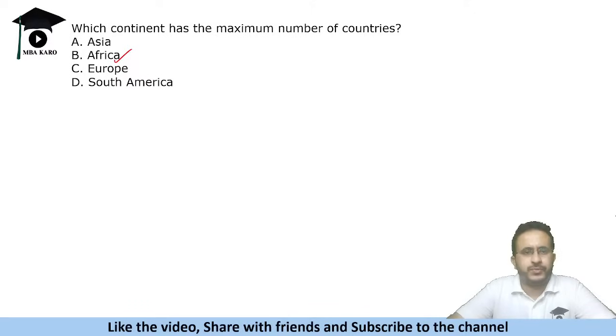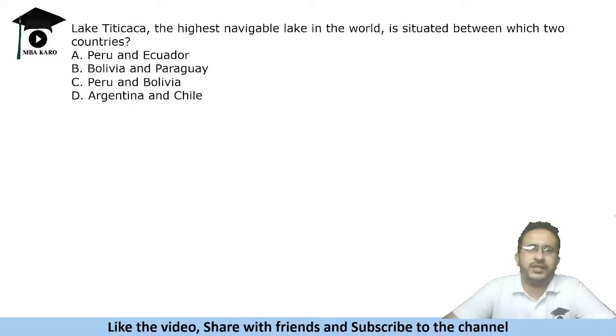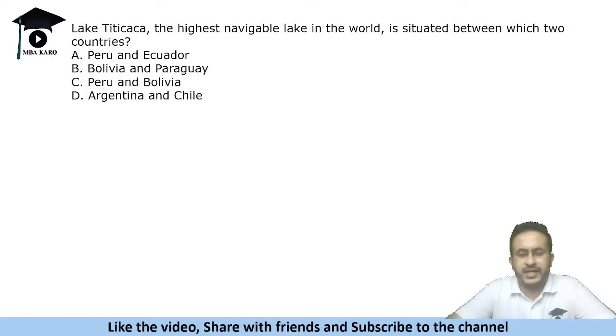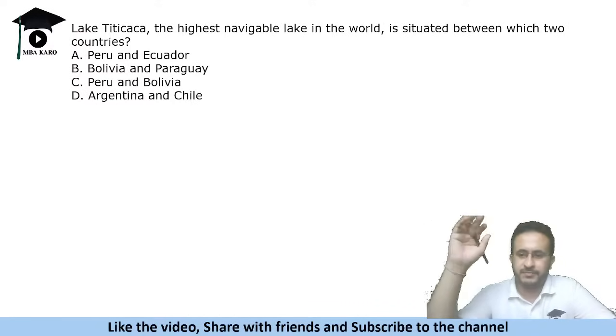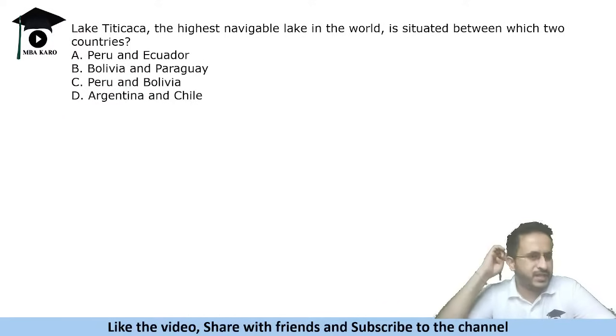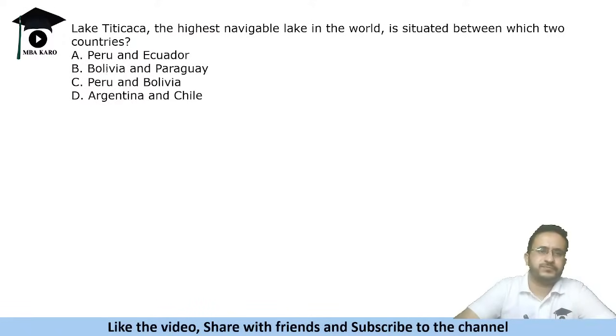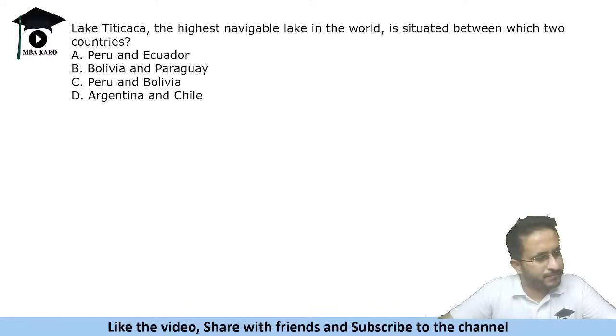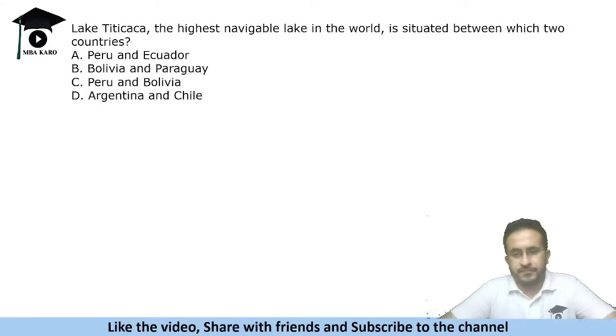Okay, so let's see the next question. Lake Titicaca, the highest navigable lake in the world, is situated between which two countries? So Lake Titicaca is the highest navigable lake. Navigable means people can go there, and it's in South America. Is between which two countries? Here, typical world geography. No idea. Okay, so this is some question where people do not have much idea.